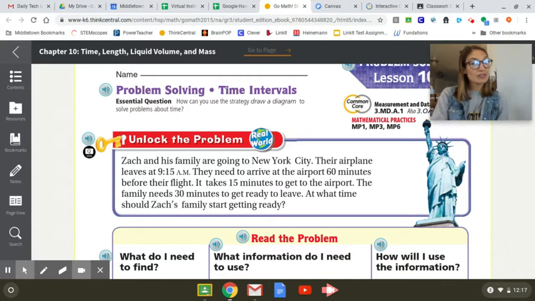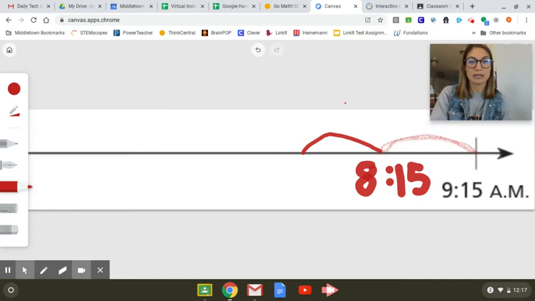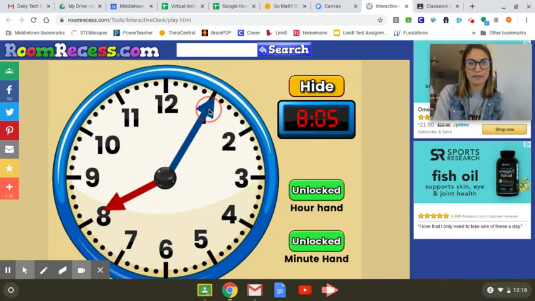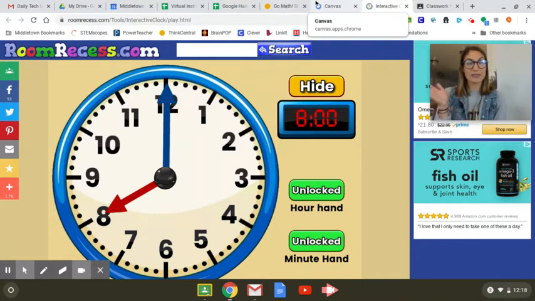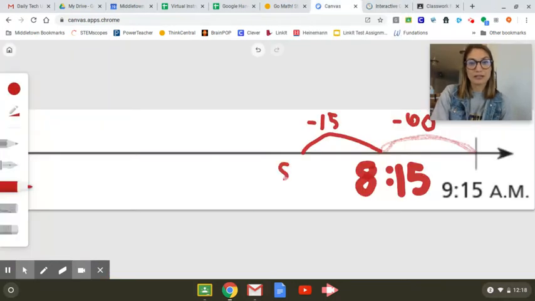Remember, it takes them 15 minutes to get to the airport. So we need to go back. Our next jump needs to be 15 minutes back. So this is minus 15. That was minus an hour or 60 minutes. Okay, so 8:15, take away 15 minutes. Let's see. And picture it in your mind. I'm going to go back 5, 10, 15. It's 8 o'clock. Doesn't that make sense? 8:15, take away 15 minutes. It's just 8 o'clock. So now it is 8 o'clock. That's what time they're leaving their house.